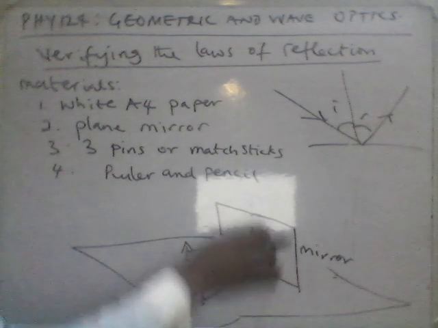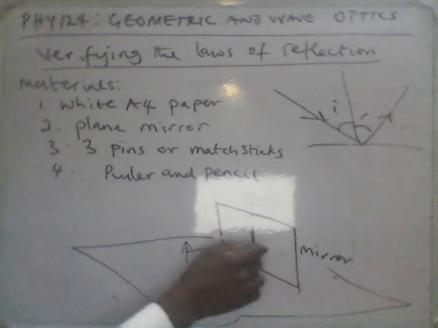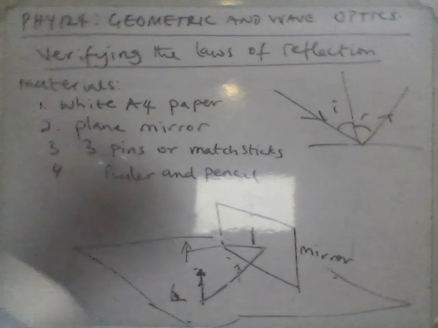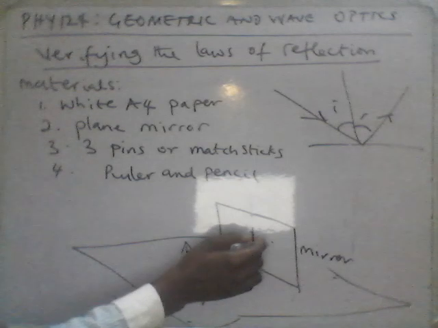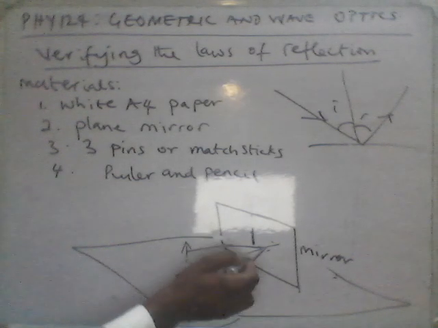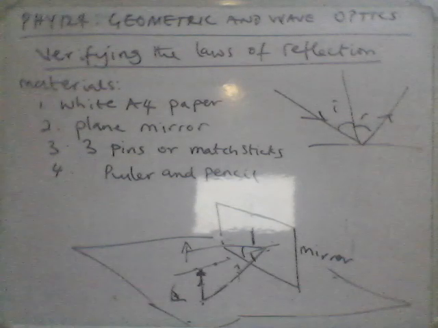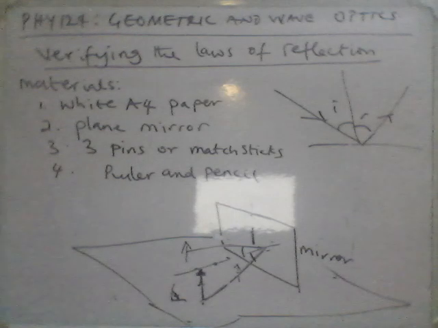So by the time you remove the mirror, you actually see the traces of the lines you have drawn with your pencil and your ruler. And by the time you divide this into two equal parts, this is the normal. You see that the angle of incidence and angle of reflection are the same or almost the same, barring any error from this kind of experiment.